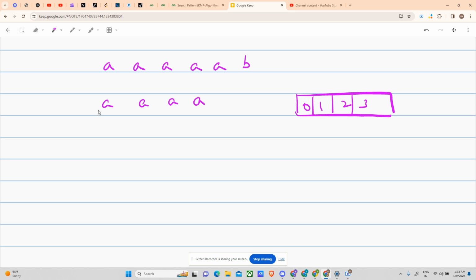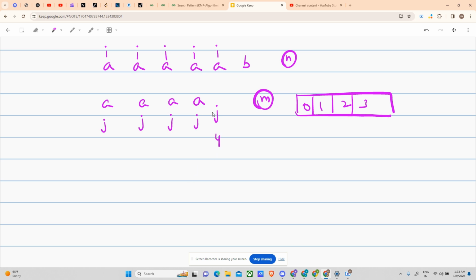I will keep my pointer I here, keep my pointer J here. I see I is equal to J, move both of them forward. Again I is equal to J, move both forward. Again, and again I is equal to J, move I here, J here. J reaches the length. Let me name this length as N, and the pattern length as M. J is currently at 4.